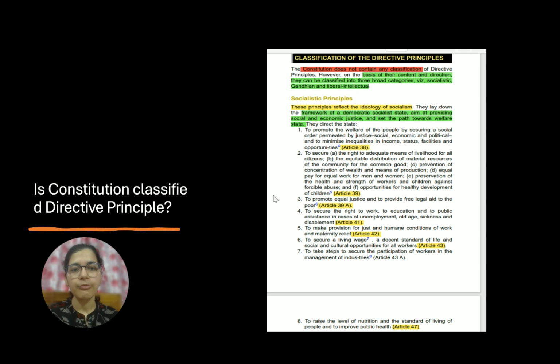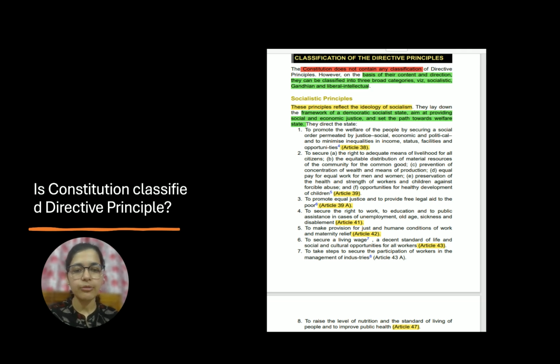Let's explore the first one, that is socialistic principles. These principles reflect the ideology of socialism, and they lay down the framework of a democratic socialist state, aim at providing social and economic justice, and set the path towards a welfare state. There are a few articles that are part of the socialistic principles. The first one is Article 38, which promotes the welfare of the people. Article 39 contains the principle to secure the right to adequate means of livelihood for all citizens. Article 39A promotes equal justice and provides free legal aid to the poor.